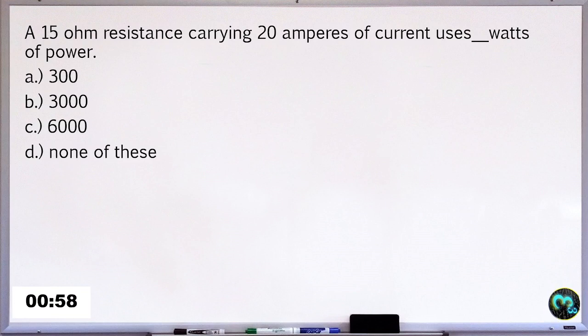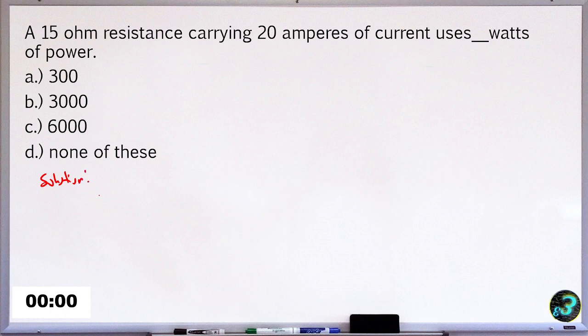A 50 ohm resistance carrying 20 amperes of current uses blank watts of power. Okay, so this is similar to the previous problem, where the resistance and amperes are given, and we are looking for power. Okay, solution.